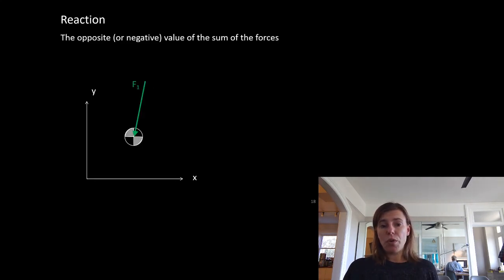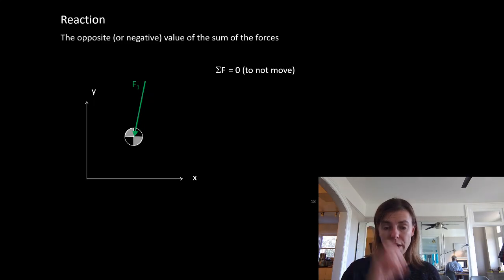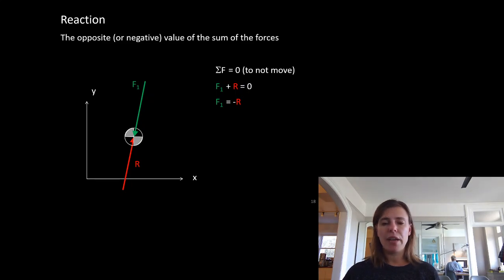So if this is our force 1, to stop this object from moving, we want the sum of all of the forces to be 0. So we have a force acting on it. We need something that is the opposite to it to not move. Or we want our force plus our reaction to equal 0. Or our force is equal to the negative of our reaction, or our reaction is the negative of our force. We can draw that in there. You can draw it graphically. You can start off that way to get your head around it.